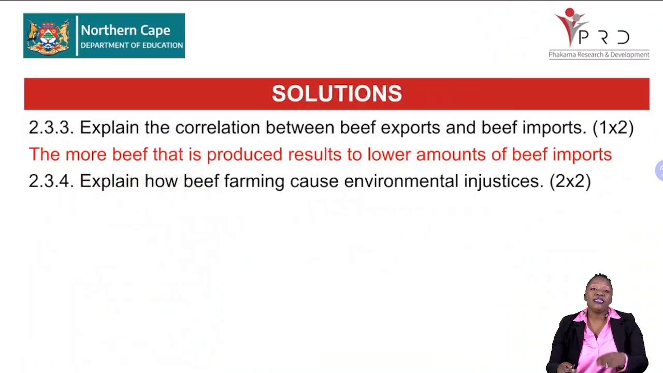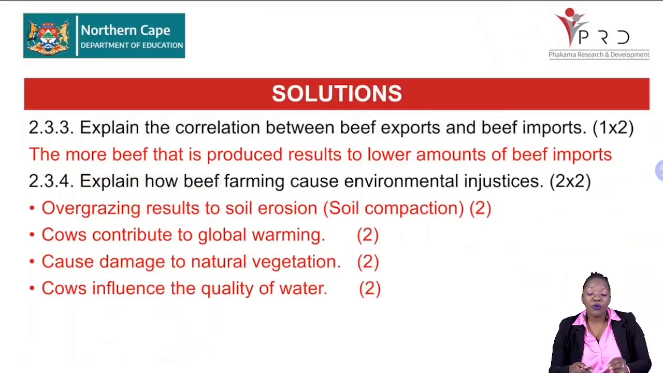You'll understand that if we take more of the import, it means the beef will be very expensive. But if we produce higher, it will also lower the prices at the market. Then your number 4, you explain how the farming caused environmental injustice. Remember, when they are saying environmental, you shouldn't give social issues like people will get sick and so forth. We're looking at the environmental injustice, what will happen in the environment.